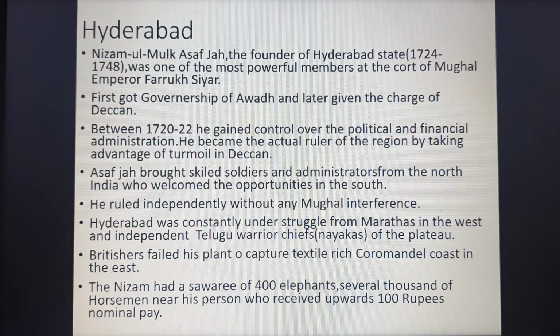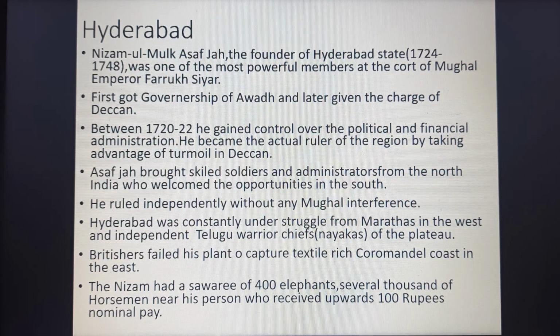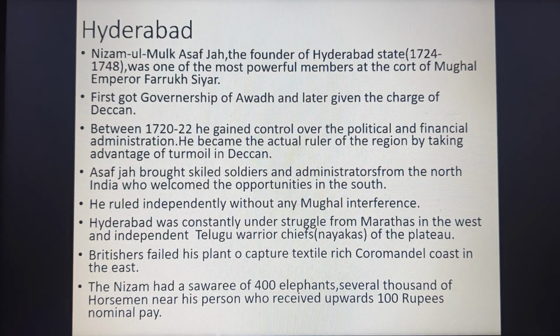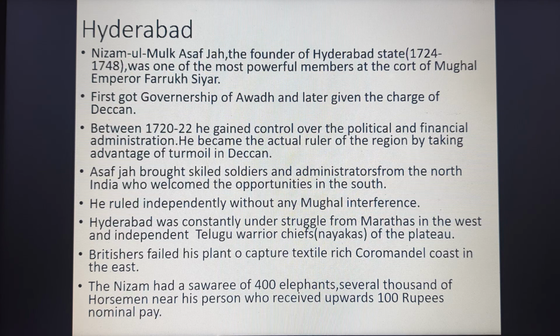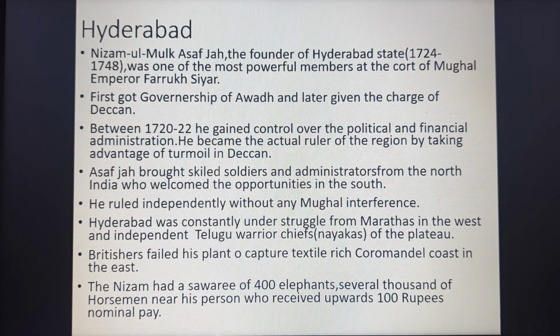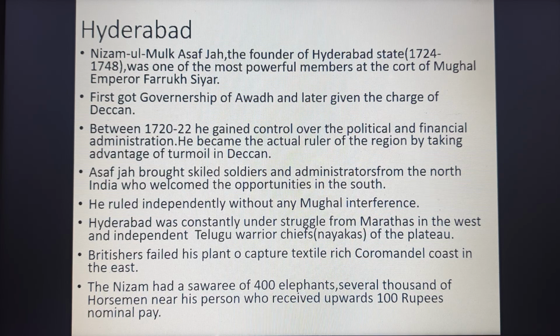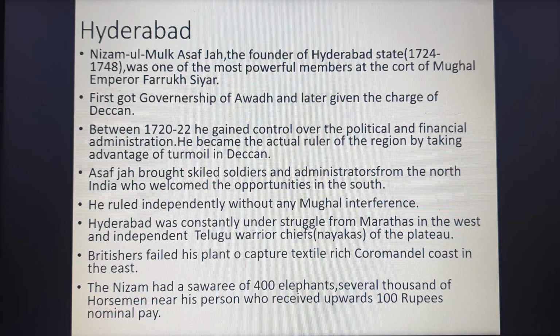Hyderabad. Nizam-ul-Mulk Asaf Jah, the founder of the Hyderabad state from 1724 to 1748, was one of the most powerful members of the court of the Mughal emperor Farrukh Siyar. Farrukh Siyar was the emperor at that time, and Asaf Jah was a powerful member, and later he declared himself the ruler of Hyderabad. First he got the governorship of Awadh, the chance to rule over it, and later he was given the charge of the Deccan.